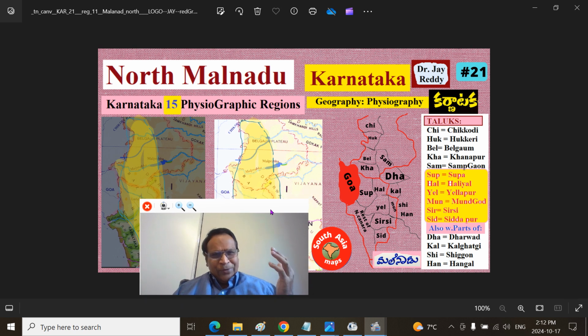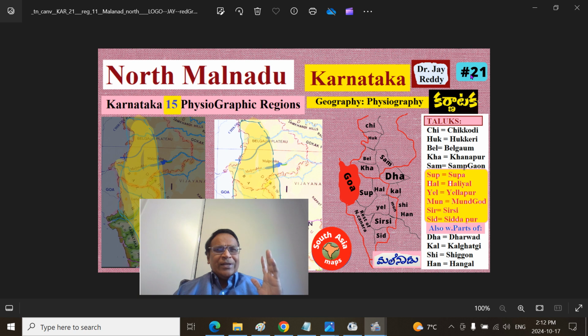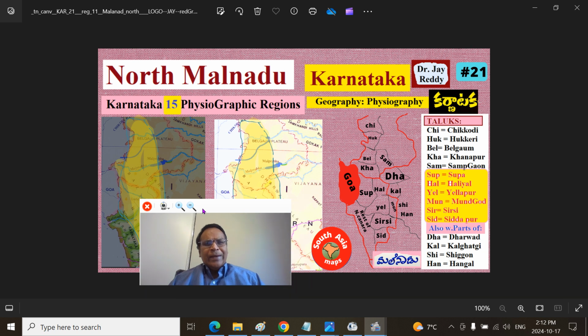Friends, today we are continuing our Karnataka series, part 21. The title of the presentation is North Malnadu region, a geographic region, a physiographic region. After this presentation, you will get a good clarity of the North Malnad or Malenadu of Karnataka's physiographic region, physical geography region.